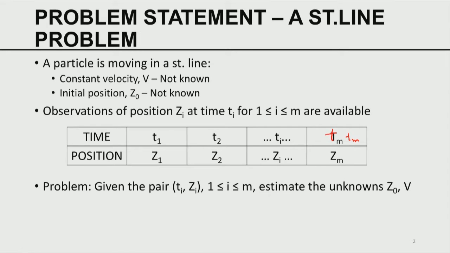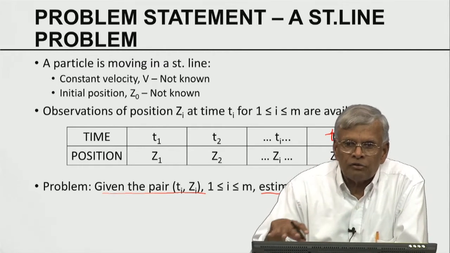So, what is the statement? The statement is the following. We have a set of observations of the time and position, the pair ti zi for i equal to 1 to m. In other words, we have m pairs of time versus position. zi is the position at which the particle appears at time ti. So, knowing ti zi for i running from 1 to m, our aim is to estimate the unknown z naught and v. So, this is the data, that is what we need to find.